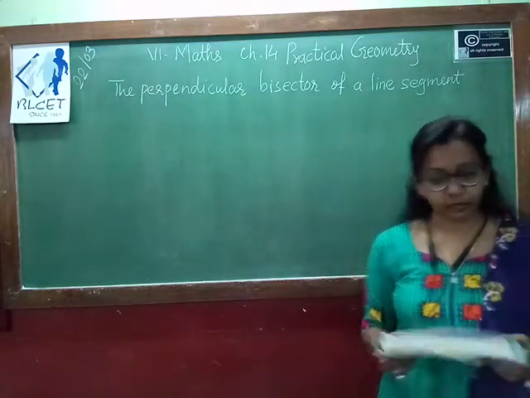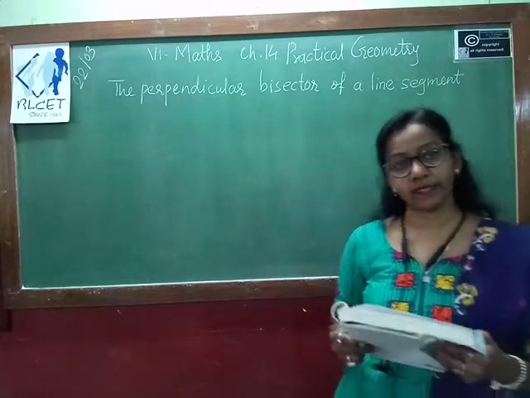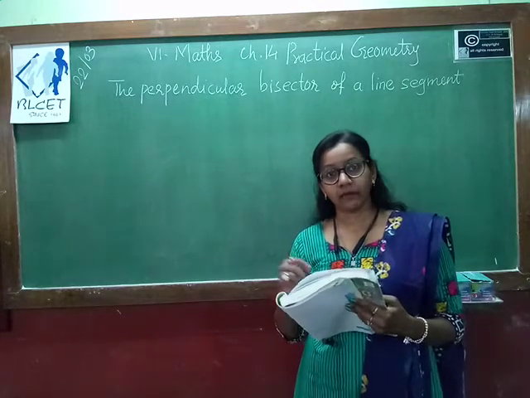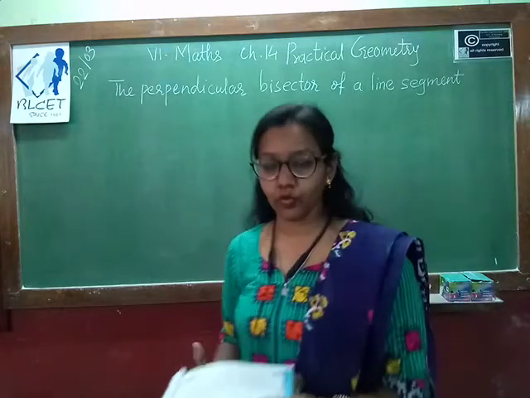Let's see how to do the construction. Then you have to join C and D. You will get the line segment CD, which cuts AB in such a way that you get two equal parts of AB through CD.